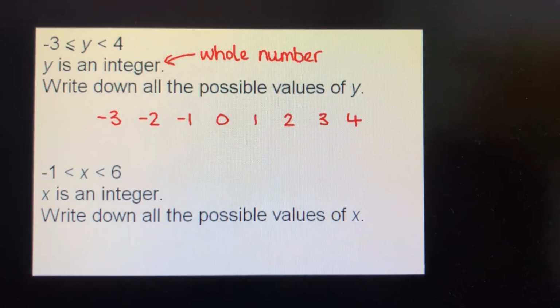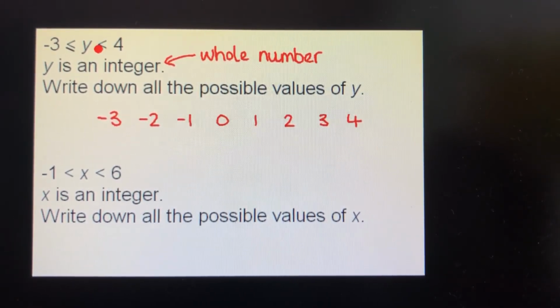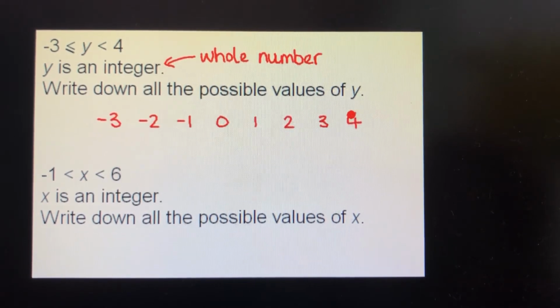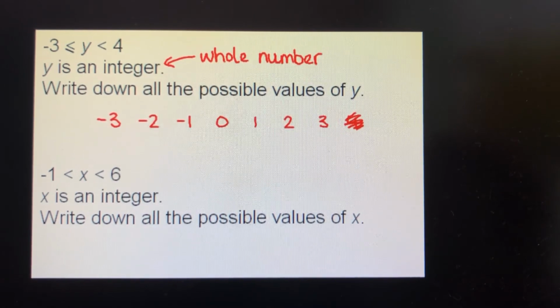Now if I look at the inequality symbols, I can see that y is allowed to be -3, so I leave this in, but y is not allowed to be 4, so I cross this out. These are the possible values of y.